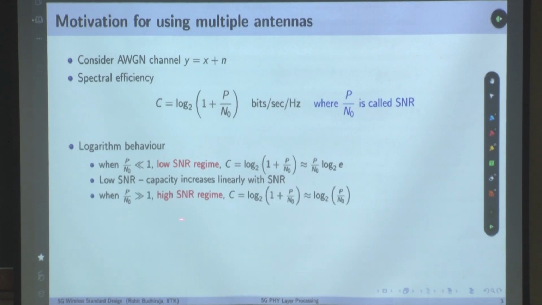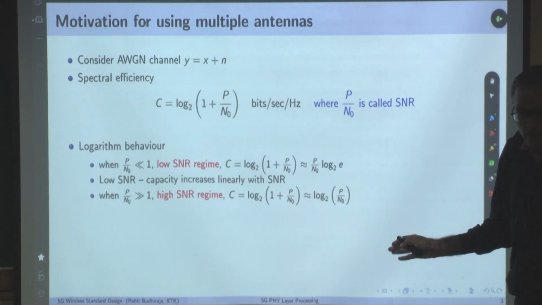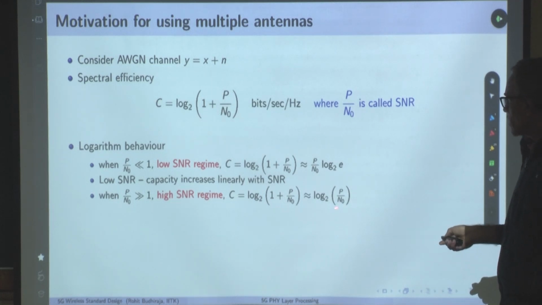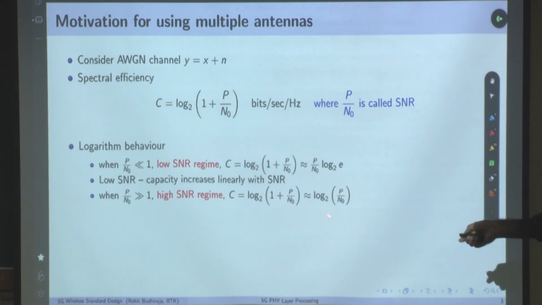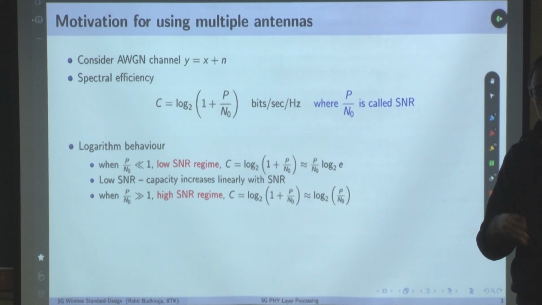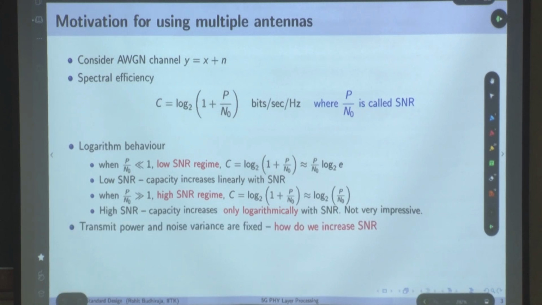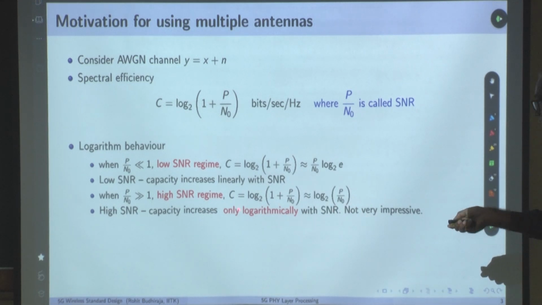When it is in the high SNR regime, what happens? What are we saying? P by N naught is much greater than 1. This is much greater than 1, so 1 can be ignored. Again, logarithm behavior, so you get log of P by N naught. Now you see this: you increase P by N naught by a factor of 16, how much does the capacity increase? It only increases by a factor of 4. See the difference? Because you are in a high SNR regime, increasing SNR gives you diminishing returns, because you already have so much SNR. Capacity increases only logarithmically with SNR, not very impressive. I'm not going to touch upon this in this class. In the high SNR regime, you don't really care about SNR. What you care about is how you can transmit data in parallel.